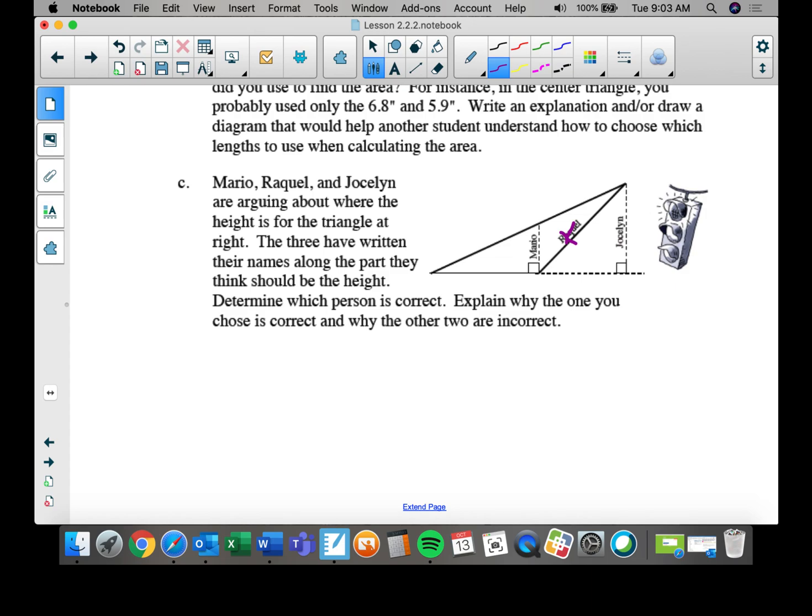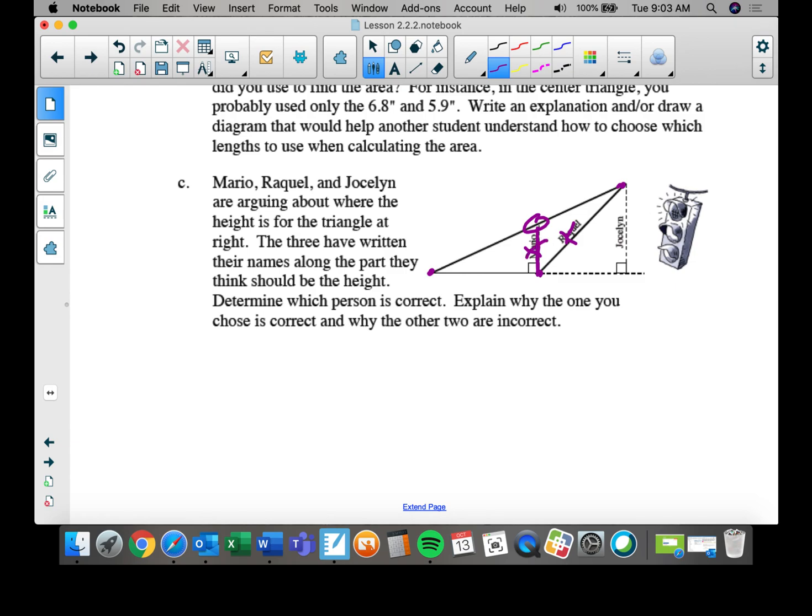So now it comes down to either Mario or Jocelyn. When you draw a height in, it should go from a vertex of a triangle, meaning one of the corner points, it should start at a vertex and be perpendicular to the other side. So let's take a look at Mario. His starts at a vertex, but his height right here is not perpendicular to that opposite side. Okay, so he's got this mixed up. He's actually got it perpendicular to the vertex, which is not what we want. So that one we're going to eliminate as well.